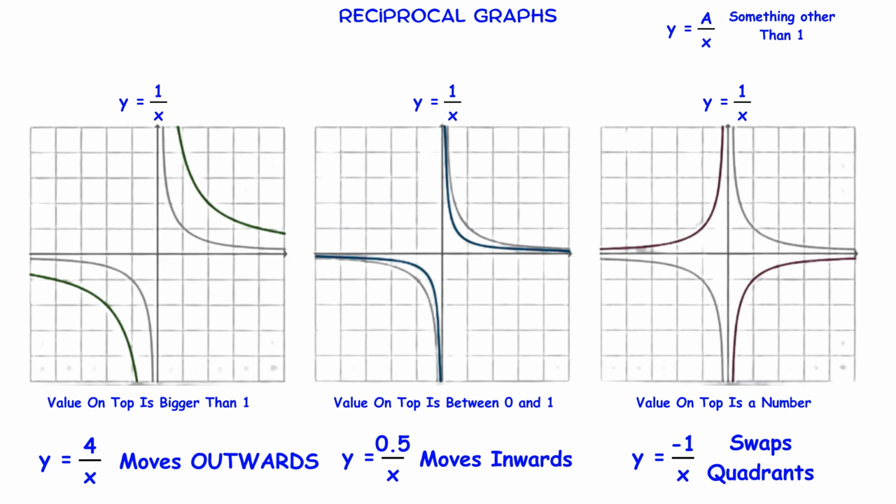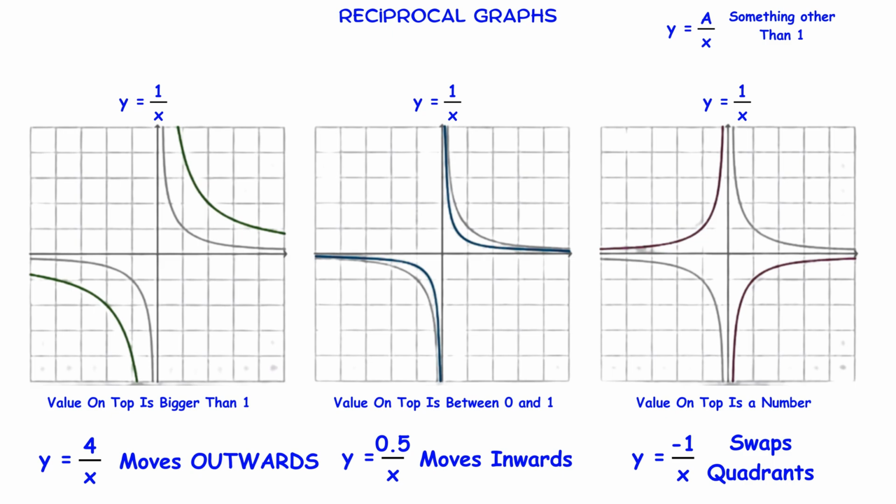Now that we've seen what the simple 1 over x graph looks like, we need to cover what happens when this number on top is something other than 1, and there are really three possibilities you need to know about, namely, when the value on top is bigger than 1, when the value on top is between 0 and 1, and when the value on top is a negative number.